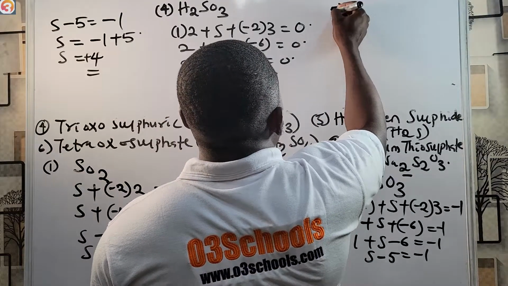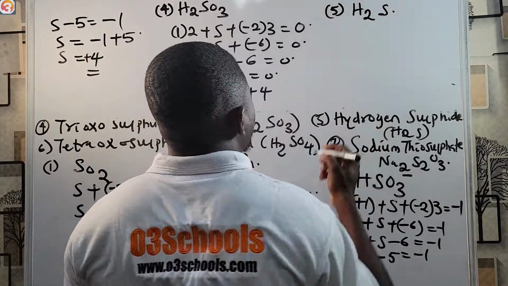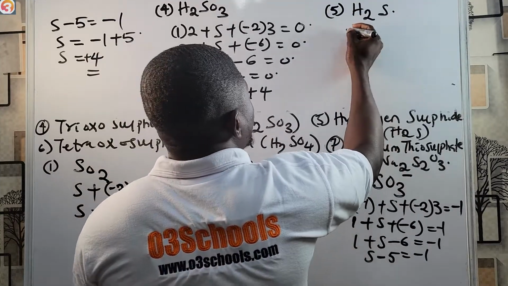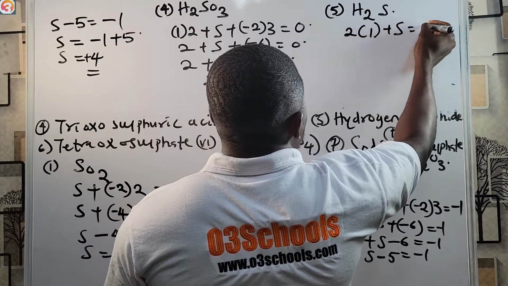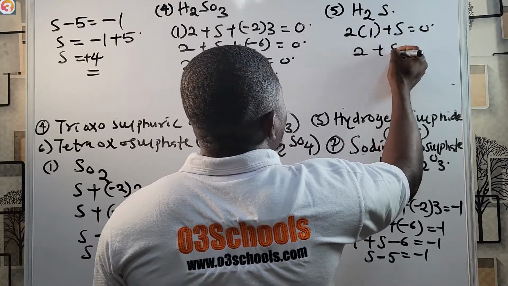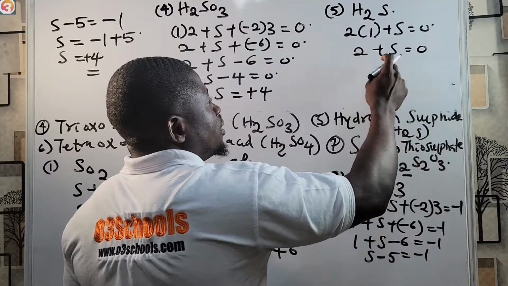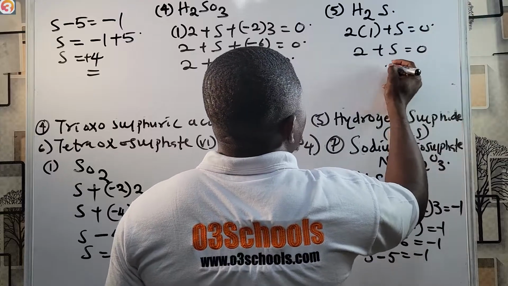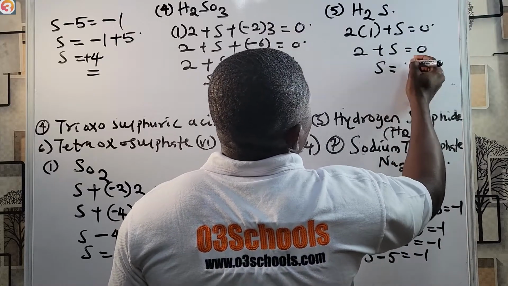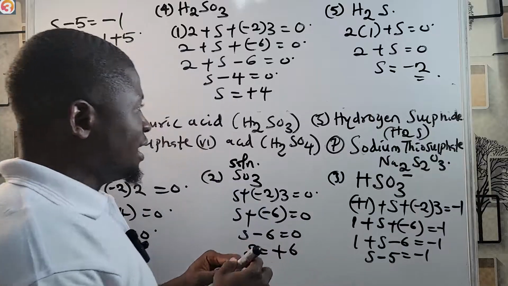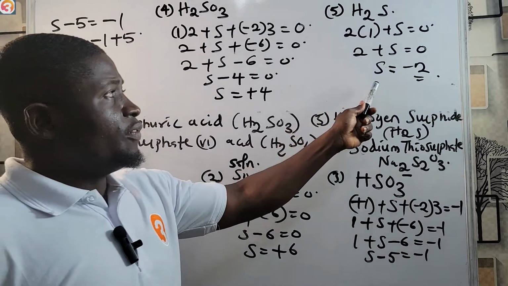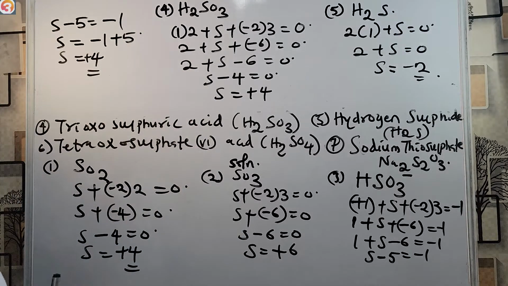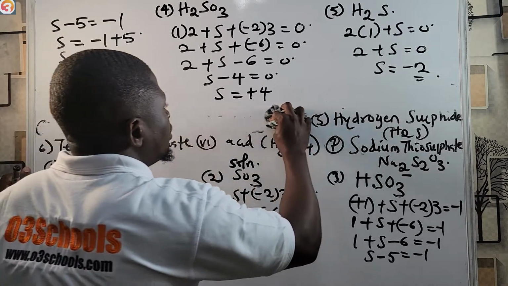That's number 5, hydrogen sulfide. The same thing. The oxidation state of hydrogen here is +1. So you have 2 times 1 plus S is equal to 0. So I have 2 plus S is equal to 0. 2 times 1 is 2. So +2 is crossing to the other side. So of course sulfur is equal to -2. The oxidation state of sulfur in hydrogen sulfide is -2. Okay, now let's go to the next one. I've done number 4. I've done number 5.